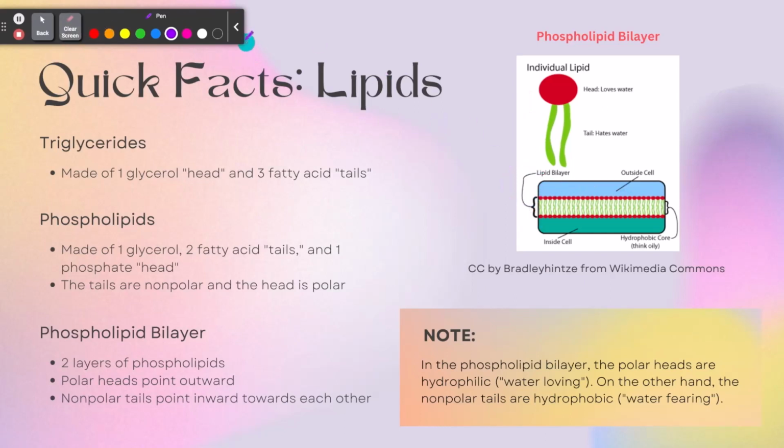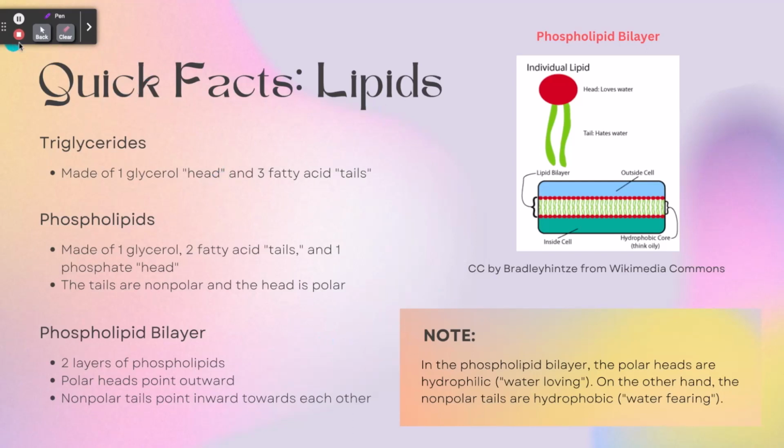So we typically see this phospholipid bilayer in cells, generally animal cells, and we see it in the membrane of the cell, which is that outer covering. And don't worry about that. In a later slide, I'll go into depth about the cell.